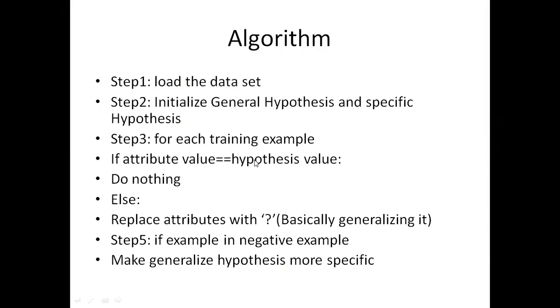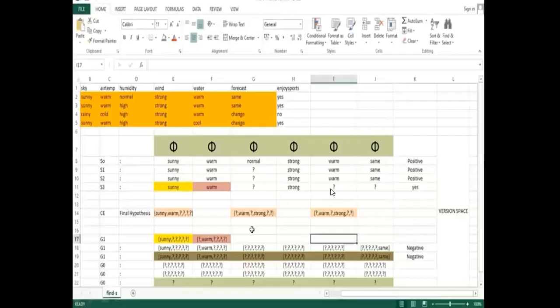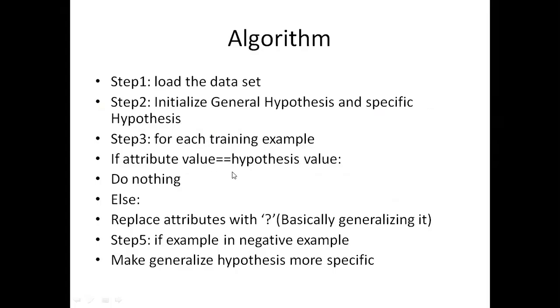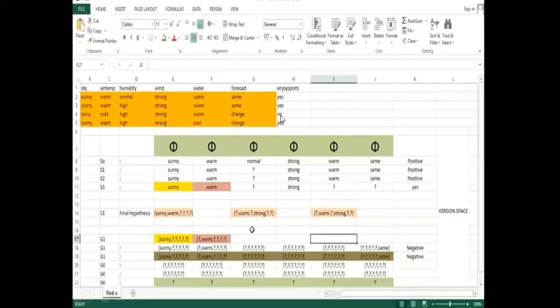I'll explain how the algorithm works with the help of an example. But before that, let us complete this algorithm. If the attribute value is equal to the hypothesis value, do nothing; else, replace the attribute with a question mark. And in step 5, if the example is a negative example, make the generalized hypothesis more specific. So now let us have this data set.